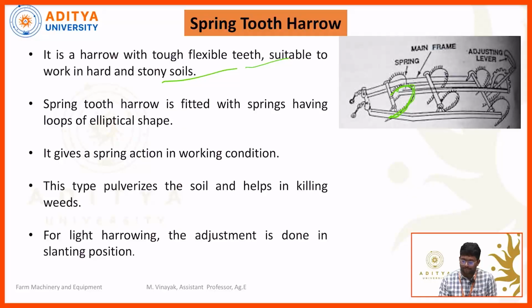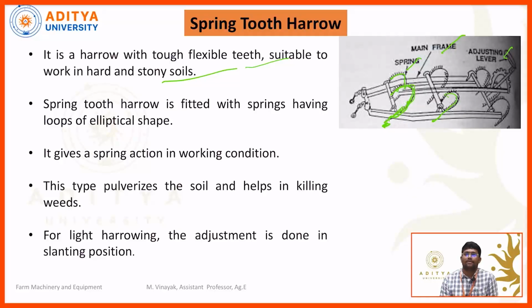If any rocks and pebbles hit this harrow, what happens due to the spring action? The spring compresses, so that the entire structure is not affected by the rocks as well as hard layers of the soil. Here we can see the springs, main frame and adjustment levers.